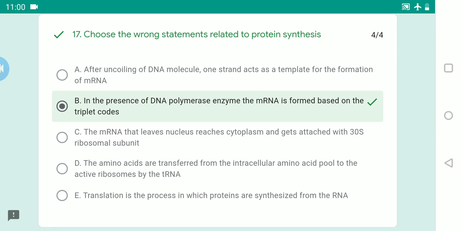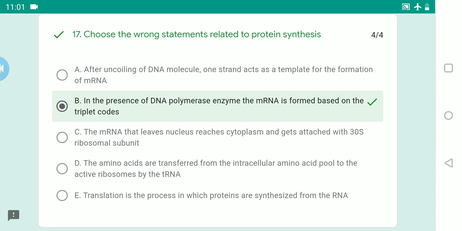The next question: choose the wrong statement related to protein synthesis. Here they have given five statements, and among these only one is wrong and the remaining are all correct. First is uncoiling of the DNA molecule, where one strand acts as a template for the formation of messenger RNA. Yes, it's true. Then B, in the presence of DNA polymerase enzyme, the messenger RNA is formed based on the triplet codes. This is the wrong statement.